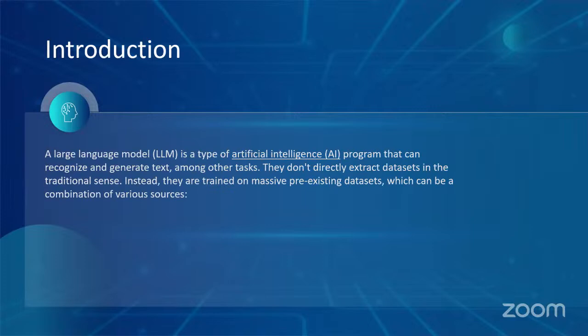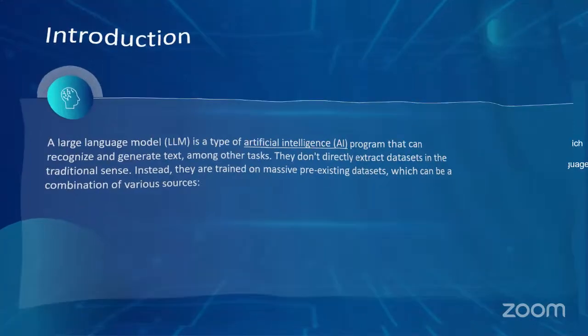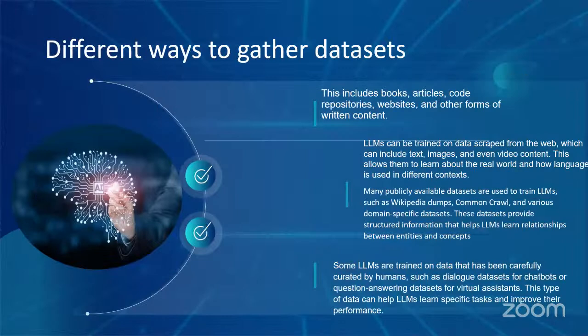So here we have a large language model, a type of artificial intelligence program that can recognize and generate text. Not even just text, it can generate images, different forms, and code. They don't directly extract the dataset like our traditional language models do. Instead, they have already been trained on massive pre-existing datasets, which can be a combination of various sources, like web scraping, Wikipedia datasets, and other publicly available datasets. So you'll understand the different ways to gather the datasets.